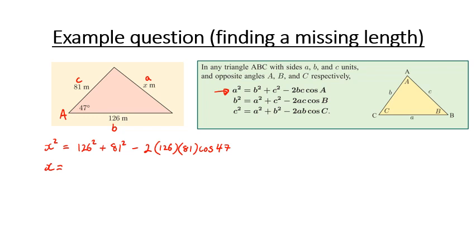126 times 81 times cosine of 47, and our answer is going to be 8516. So x squared is equal to 8516. We then square root our answer, and x is going to give us a value of 92.28 meters.